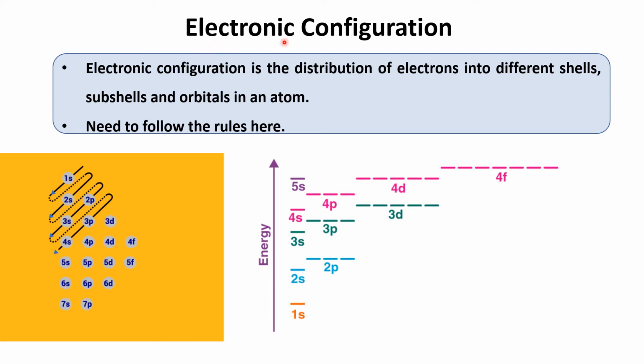First of all, what is electronic configuration or electron configuration? Electron configuration is the distribution of electrons into different shells, subshells and orbitals in an atom. If you want to know more about shells, subshells and orbitals, you can watch part 1 of this same topic. We have discussed some rules in part 1 also, like Pauli's principle, Hund's rule and Aufbau principle. We need to follow those rules to write the electronic configuration for atoms as well as ions.